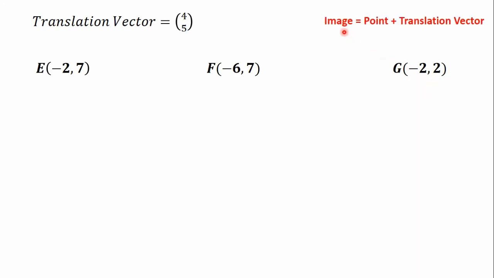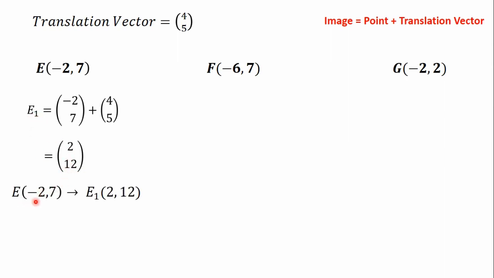We know that image is equal to point plus translation vector. So if we want E1, which is the image of E, we have to add the point, which is -2, 7, to the translation vector, which is 4, 5. So the image of E, which is E1, will be equal to -2, 7 plus 4, 5. And this will give us: -2 plus 4 will give us 2. 7 plus 5 will give us 12. So the coordinates of E1 will be 2, 12. So E with coordinates -2, 7 will give us E1 with coordinates 2, 12.